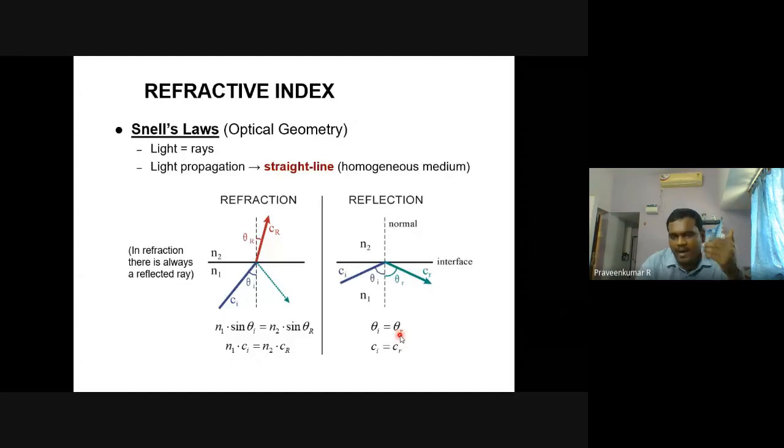That means that maybe the signal is traveling from the core to the cladding area. As an optical engineer, as a communication engineer, we have to ensure that all the signals we are using for the optical communication system are traveling inside the core material, not to the cladding. If the signal is transmitted to the cladding, that is a loss. So we have to ensure that always the signal is transmitting inside the core. So how will we ensure that? Based on this principle, theta I is equal to theta r. The incident angle is equal to the reflected angle.